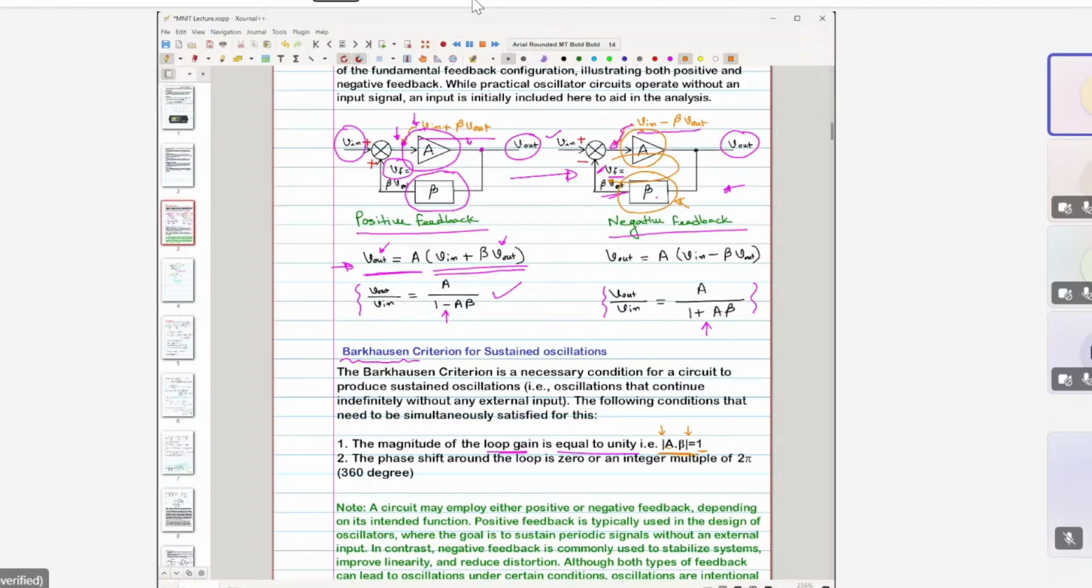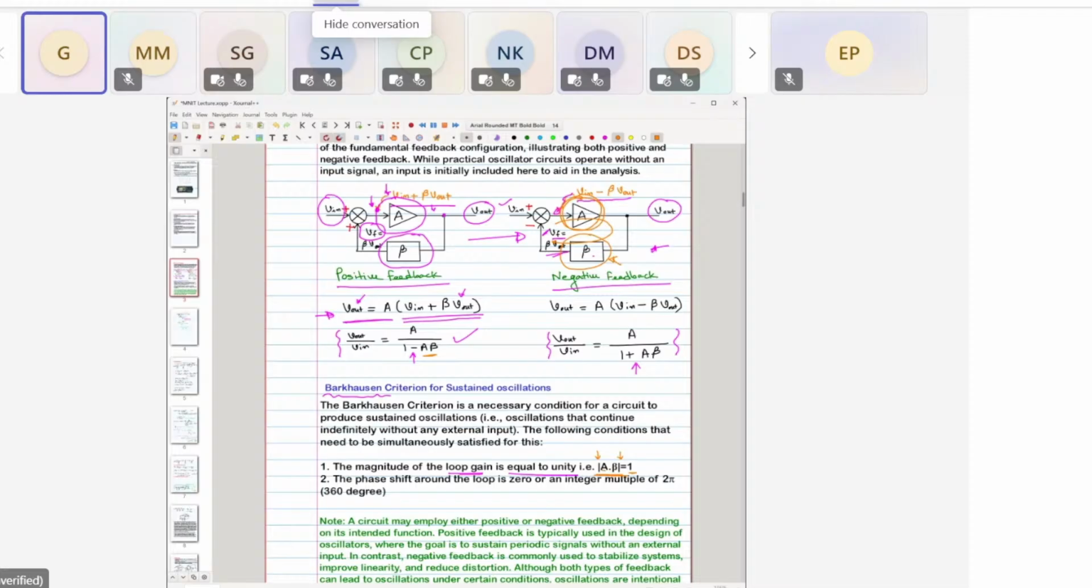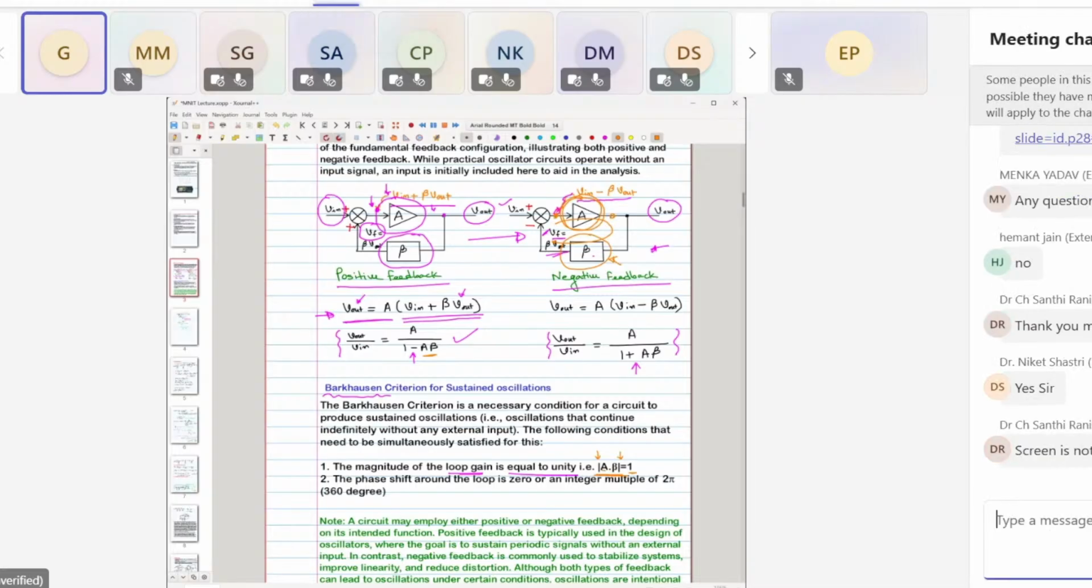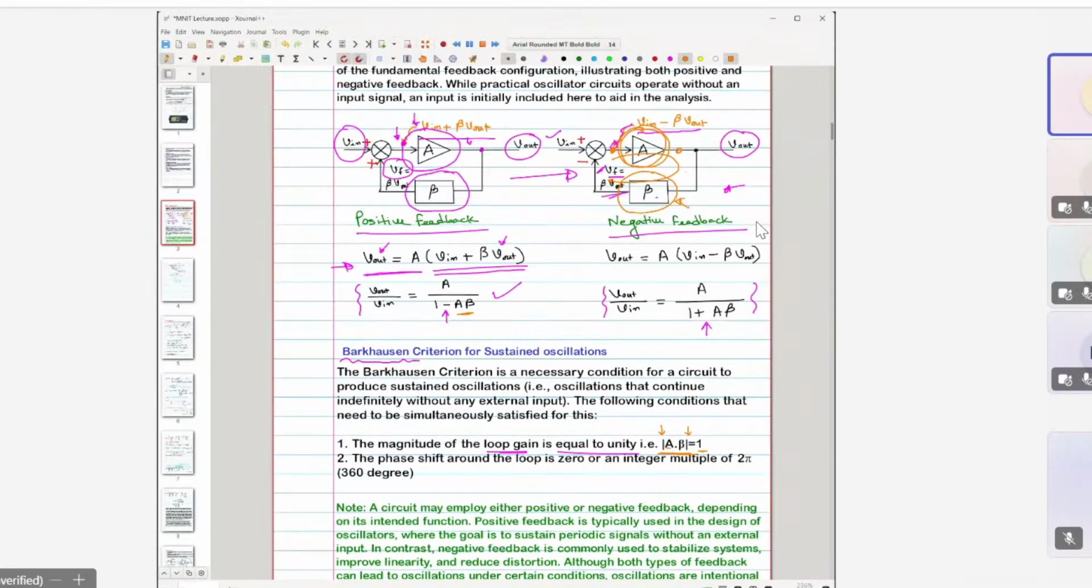Because if it is the positive feedback, right, then A beta would be positive. But if it is a negative feedback, then A beta would be negative. Because here this amplifier would produce a gain of A, and at the same time it will also create a 180-degree phase shift between this input and output. Right? So because of that, one minus sign would be there. So to generalize it, we have written it like this: mod of A beta is equal to 1.